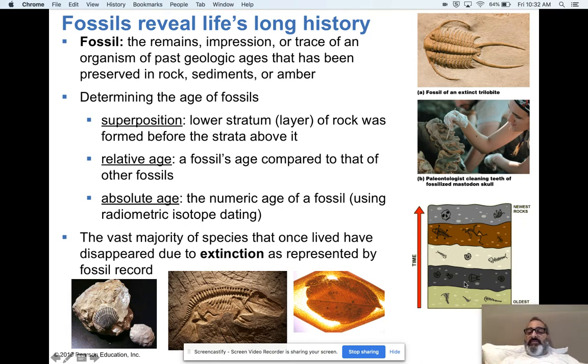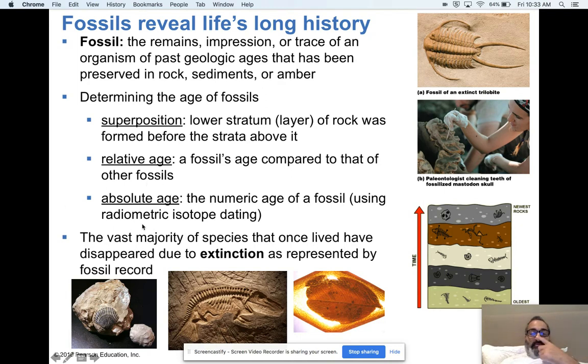This process of using superpositioning is a way of getting the relative age. You're comparing this fossil to that fossil, for example, so you're getting a relative age about how old something is. Superpositioning gives us relative age. Absolute aging is when we use the radiometric half-life and throw it into a calculation, and there's a little more chemistry going on, and then we can get a numerical number. Absolute aging is more accurate.